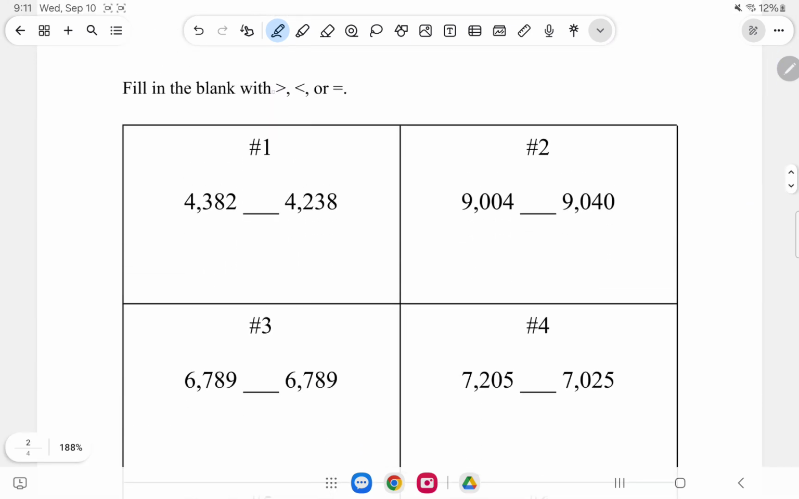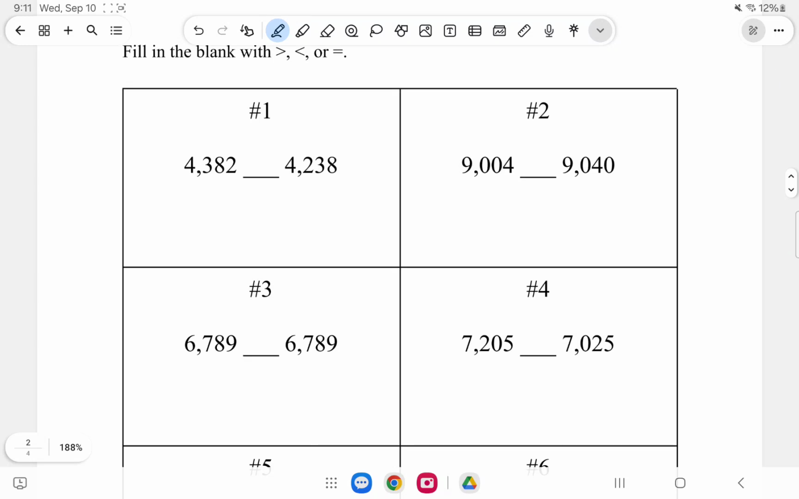Fill in the blank with the greater than, less than, or equal to sign. Here. So 4382 is blank than 4238. So when we look at the first digit, it's both 4. So we move on to the second. We see that 3 is bigger than 2, so it'll be greater than.